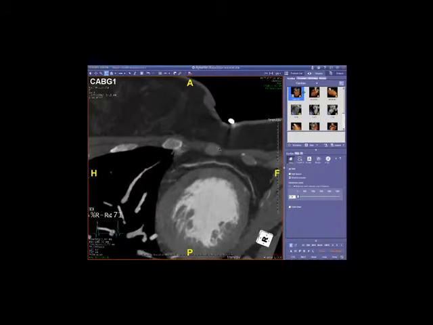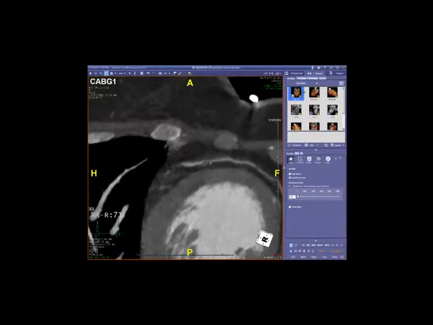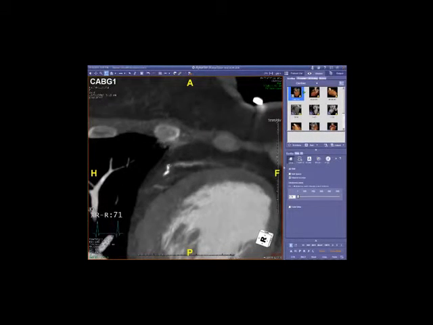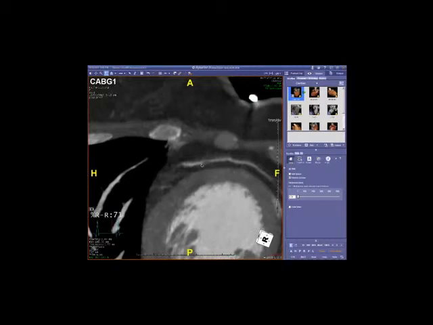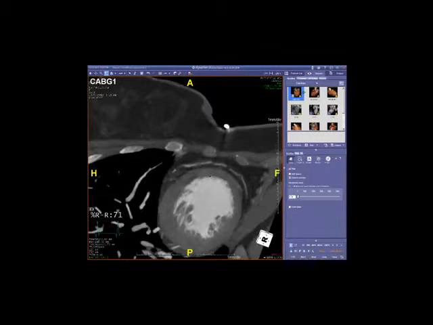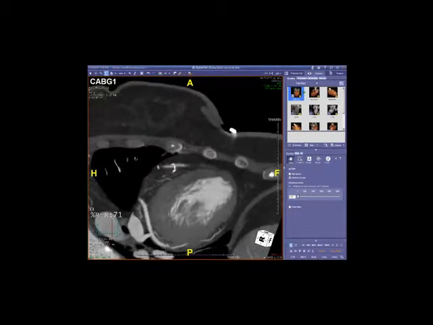It's beyond the graft insertion site, where there appears to be at least a moderate stenosis in the LAD beyond where the graft plugs in. So this may be an area of potential disease that was not fixed by the bypass operation when they plugged that in.